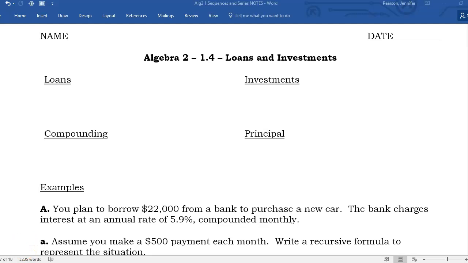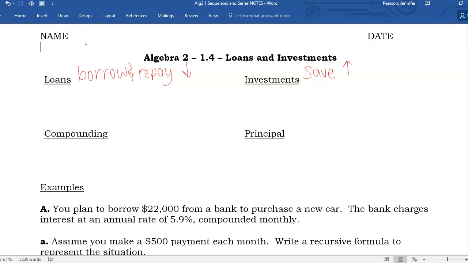This is Algebra 2, Lesson 1.4, Loans and Investments. In this lesson, we're going to keep working with our shifted geometric sequences, but specifically with financial situations, like a loan, where you borrow money and then pay it back. When you are repaying, you expect your balance to decrease. Or an investment, where you are saving money, and in that case, you would expect your balance to increase.